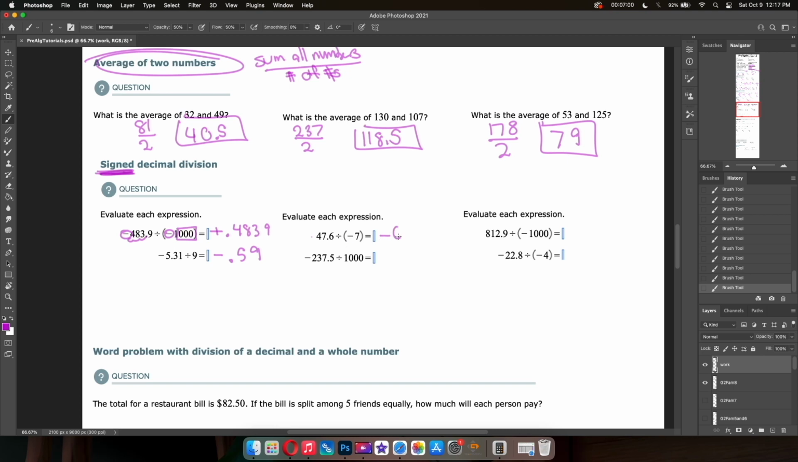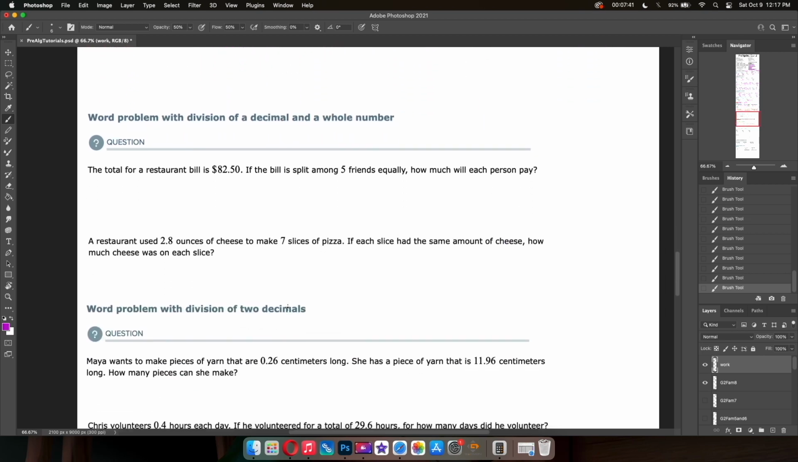7 goes into 47 6 times, so that's going to be 56, so that'll be 0.8. This one, we're going to do the negative. We're moving the decimal to the left 1, 2, 3 spaces, so negative 0.2375. This one we're dividing, positive divided by a negative is a negative. We're dividing by 3 zeros, so we're going to move it over 1, 2, 3 spaces, 0.8129. Double negative is a positive. 4 goes into 22 5 times, and then 28, that's going to be 7, 5.7. Okay, not so bad.